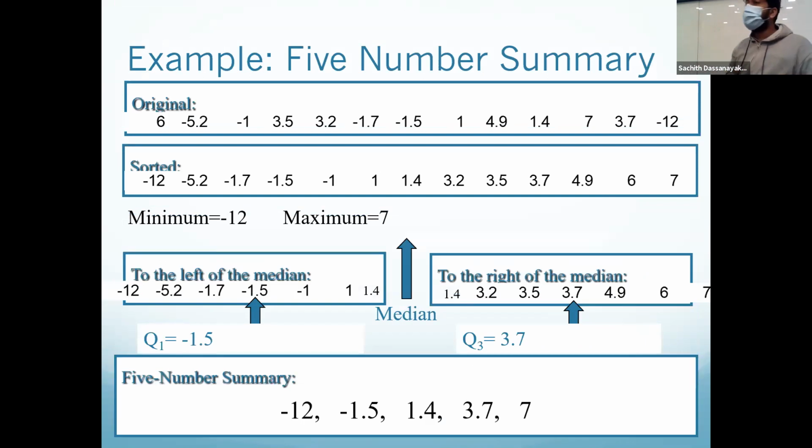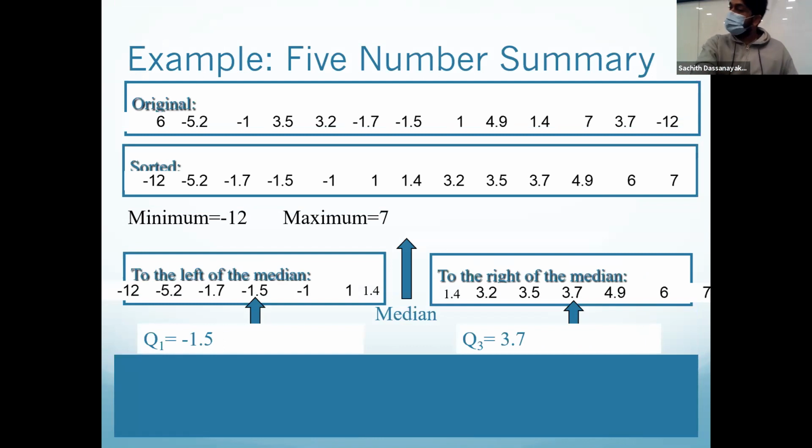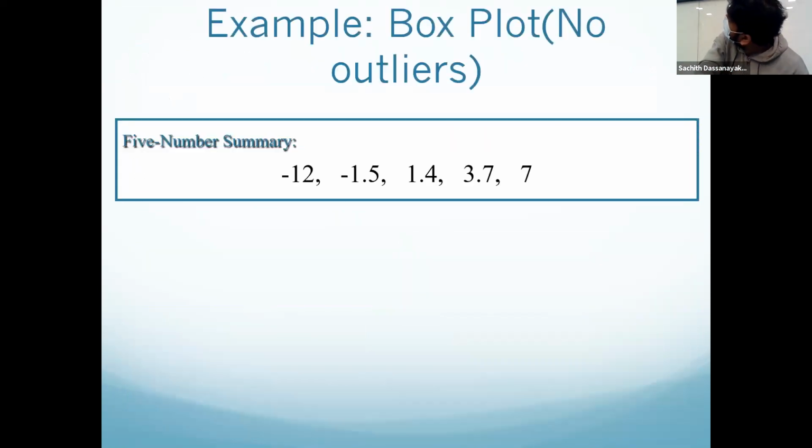Now you have these 5 numbers: minimum -12, Q1 -1.5, Q2 or median 1.4, Q3 3.7, and maximum 7. So now I'm going to plot this. These are the values. Here I have mentioned no outliers. Right now I'm not going to consider outliers. Just forget about it for a moment.